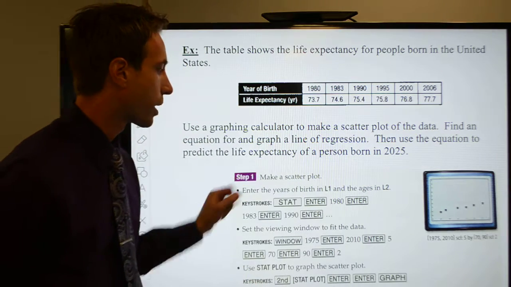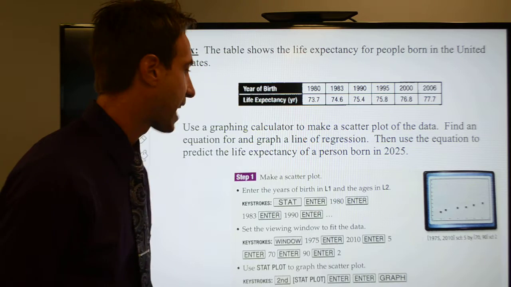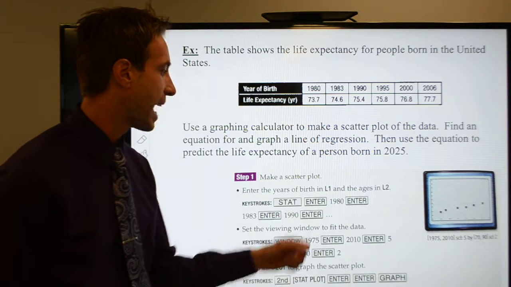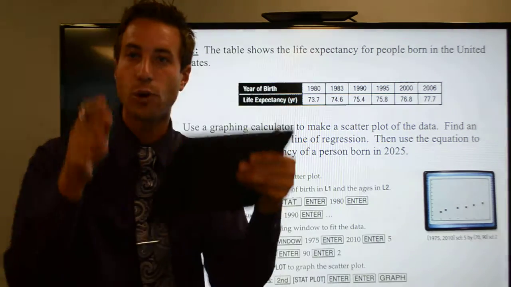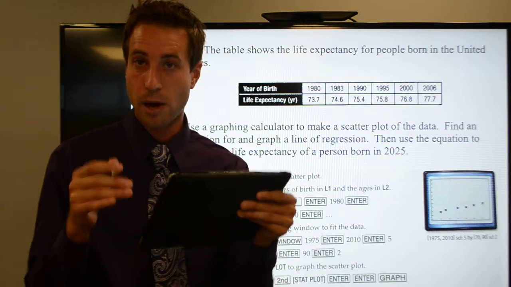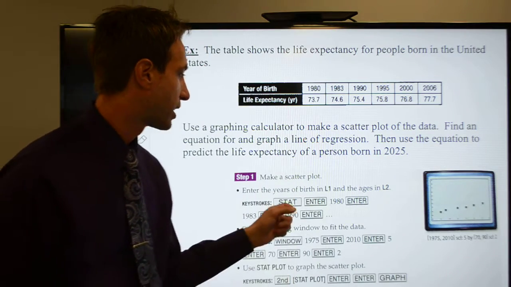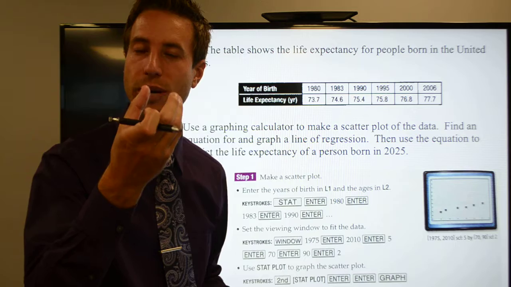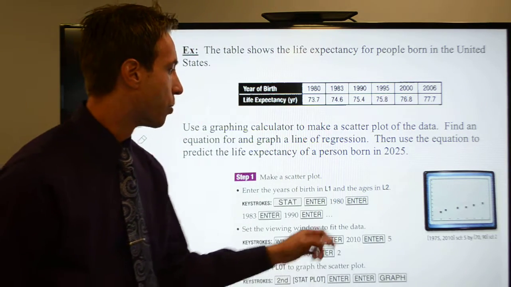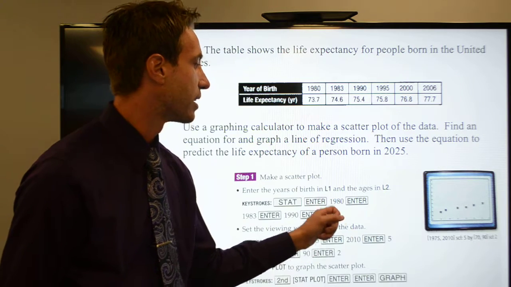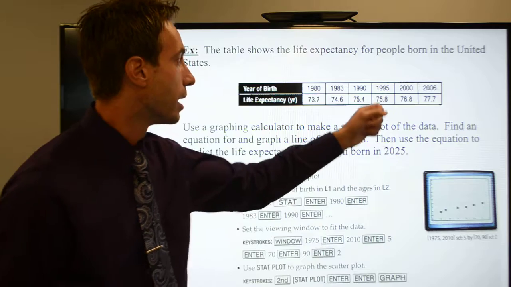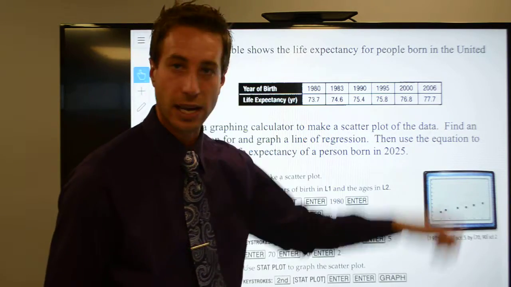The first thing we're going to do is make a scatter plot. In order to make a scatter plot, we're going to need to go into Stat. Once you're in Stat, we'll hit Enter, and you're going to put all of these data points into a table in your calculator. So Stat and Enter, it should say Edit. We're going to edit the table. We'll put in all of our years. So 1980, enter. 1983, enter. 1990, enter. And just keep going. 95, enter. 2000, enter. 2006, enter.